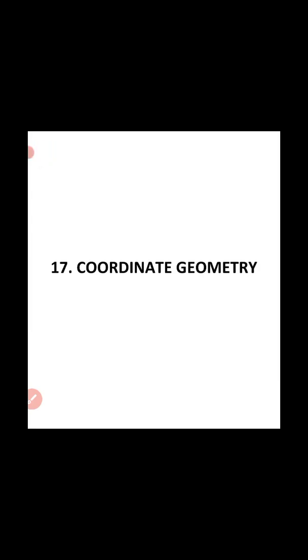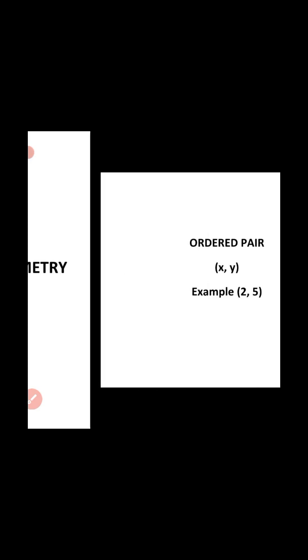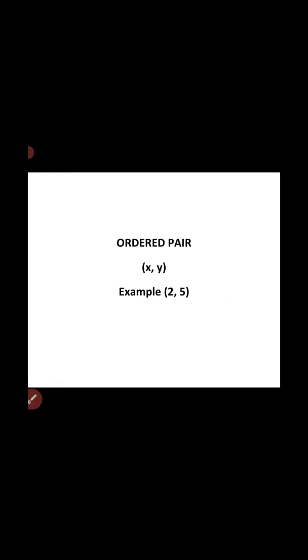Today we are going to learn about chapter 17, coordinate geometry. Coordinate geometry is that branch of mathematics where two numbers x and y are used to locate the position of a point in graph paper. These two numbers are called the ordered pair and they are written in a specific order. X is written first and it's always followed by y, and this order cannot be changed. Example: (2, 5). Here 2 is x and y is 5.